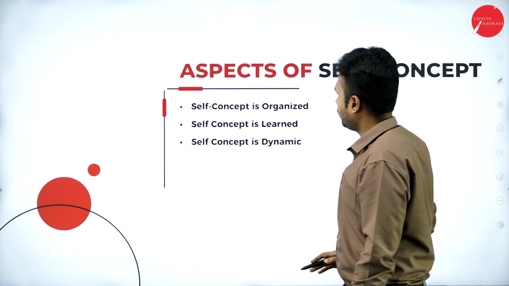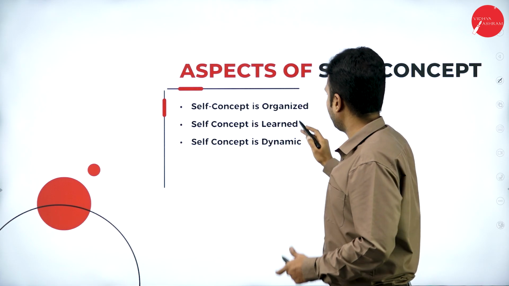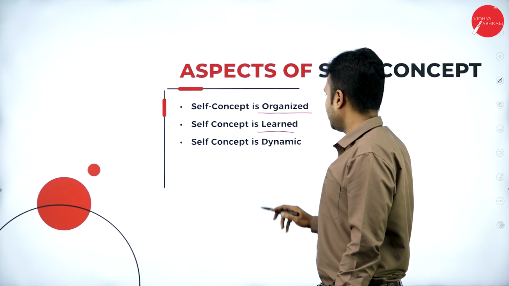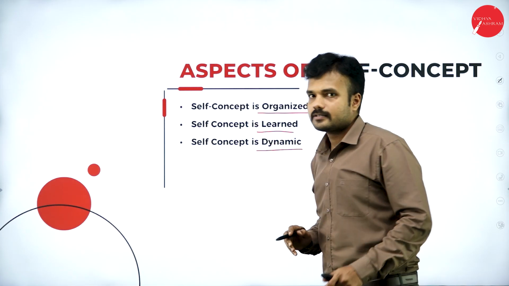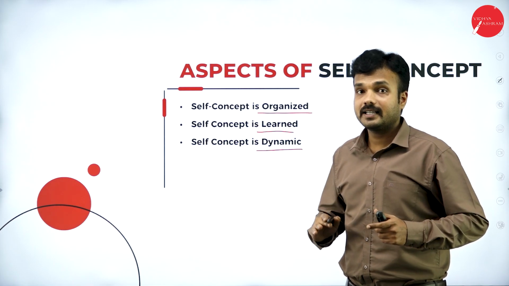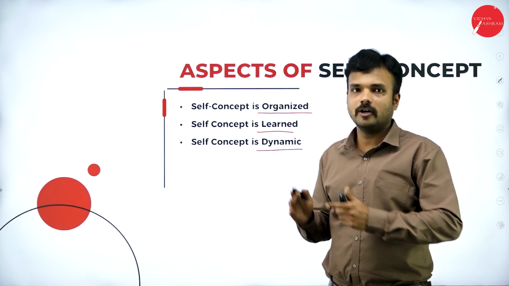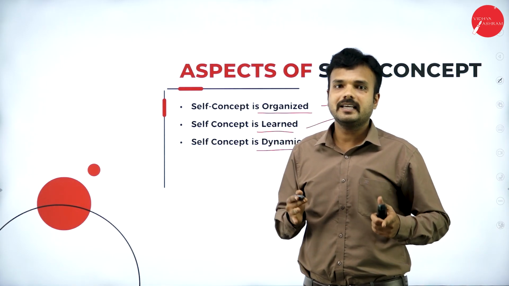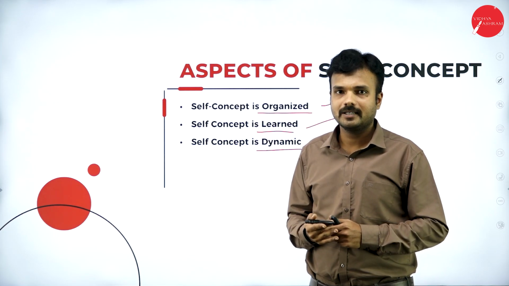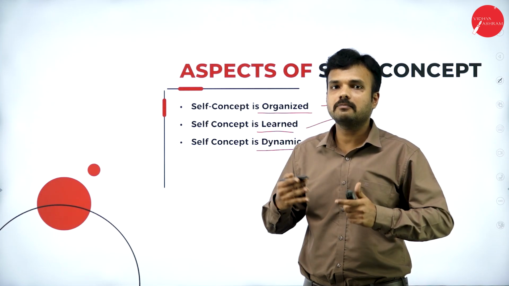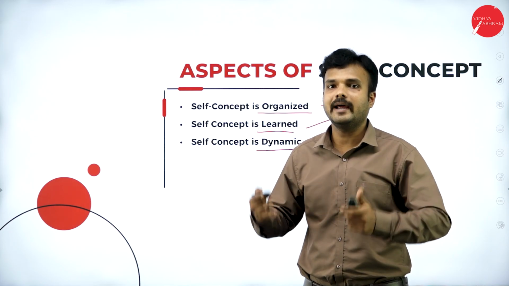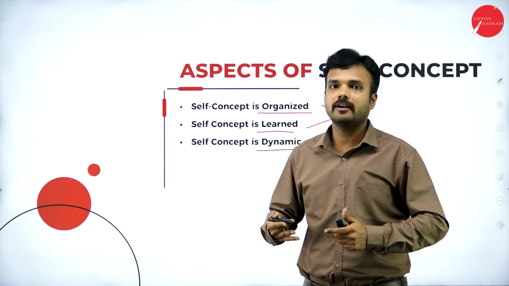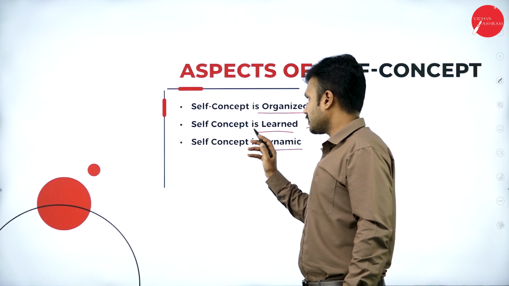Okay, aspects of self-concept. So in aspects of self-concept, we are going through 3 aspects. Self-concept is organized, self-concept is learned, self-concept is dynamic. Okay, so self-concept is well organized. It differs from one person to another person. Self-concept is learned. Okay, so before we take birth, we don't have any kind of self-concept. After we take birth, we are going to learn many things from the surrounding environment and keep adopting things for our future. Okay, so based on the external environment we are going to adopt more things. That is, self-concept is learned.